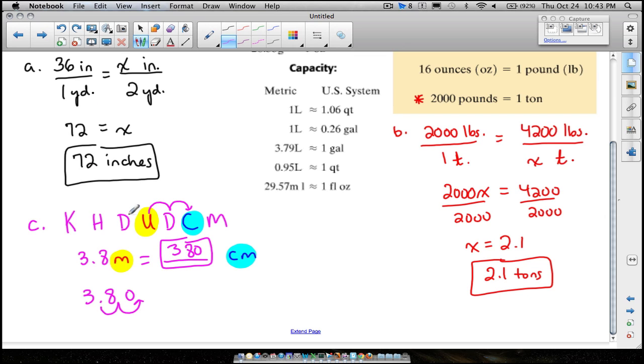We did talk about the metric system in much more detail in class. We talked about the fact that centimeters are much smaller measurements versus a meter. So if you have 3.8 meters, it's going to take a lot of centimeters, 380 centimeters, to get 3.8 meters, because we're going from a longer measurement to a much shorter measurement. So it's going to take more of these to equal that. And that's what we talked about in class, but this was a shortcut for that problem.